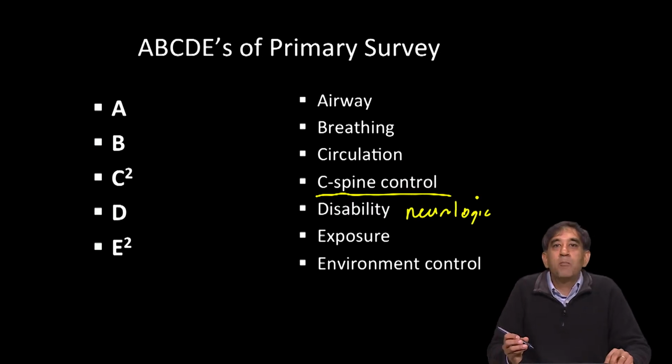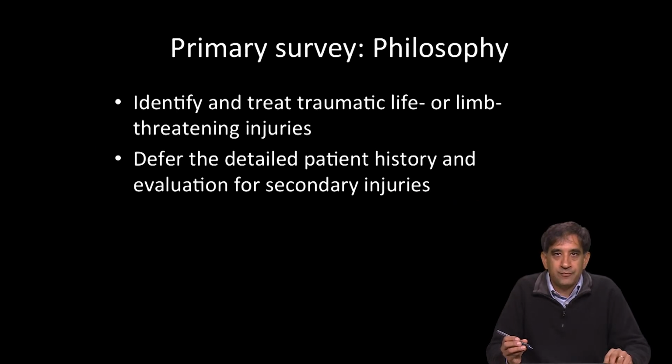And then we want to completely expose the patient to identify all of their injuries and ensure the environment in which we're caring for the patient is appropriate. So environmental control would include things such as removing the patient's clothing if it's wet, and keeping the patient warm. So, the ABCDEs of the primary survey.